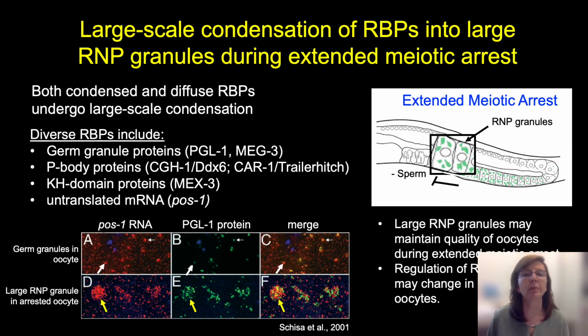Now, based on their composition, we hypothesize that the large RNP granules maintain the quality of oocytes during extended meiotic arrest. More specifically, we propose the regulation of RNA metabolism may be changed in arrested oocytes. For example, RNA stability may need to be increased during this extended arrest. Not shown on this slide is the reversible nature of the RNP granules. If sperm is replenished and meiosis resumes, the RNA-binding proteins decondense rapidly.